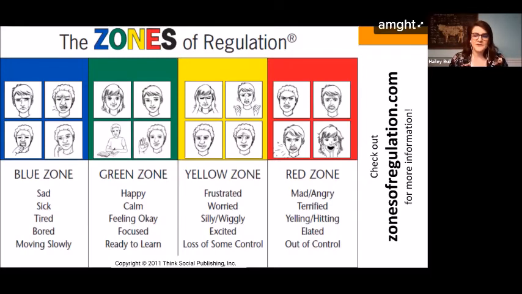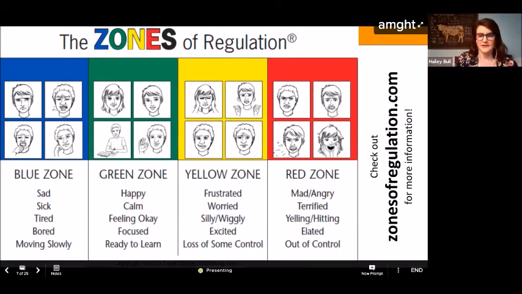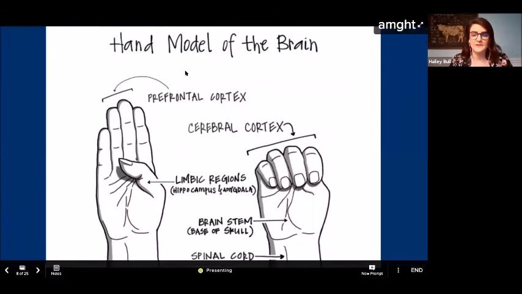And then if you're going to use this school-wide, it's good to figure out a way to implement it consistently throughout the school. One of the ways that our school does this is through something called the hand model of the brain. So Steve, if you want to go to the next slide, I'm going to show you guys what this looks like.